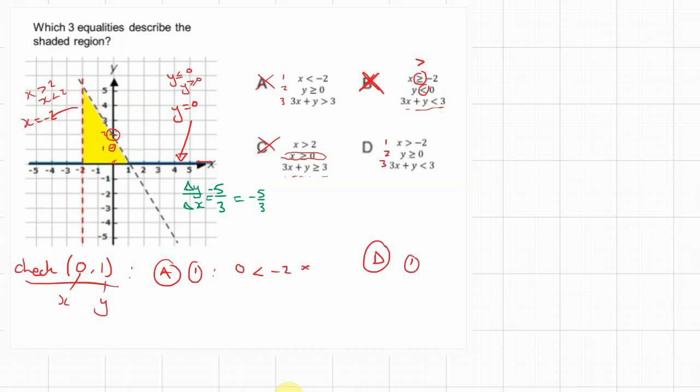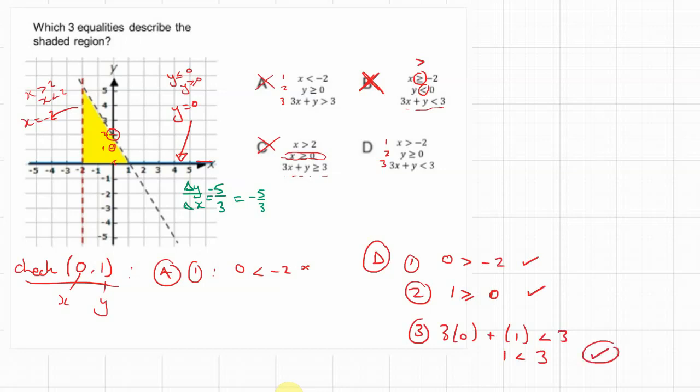We know it's going to be D now, but let's just double check that they've not done a bad question where there's no right answer. Is 0 greater than minus 2? Yes. Inequality 2. Is 1 greater than or equal to 0? Yes. And is 3, lots of 0, plus 1 less than 3? That would be 0 plus 1. Is this true? Yes. So we know D is our correct answer.